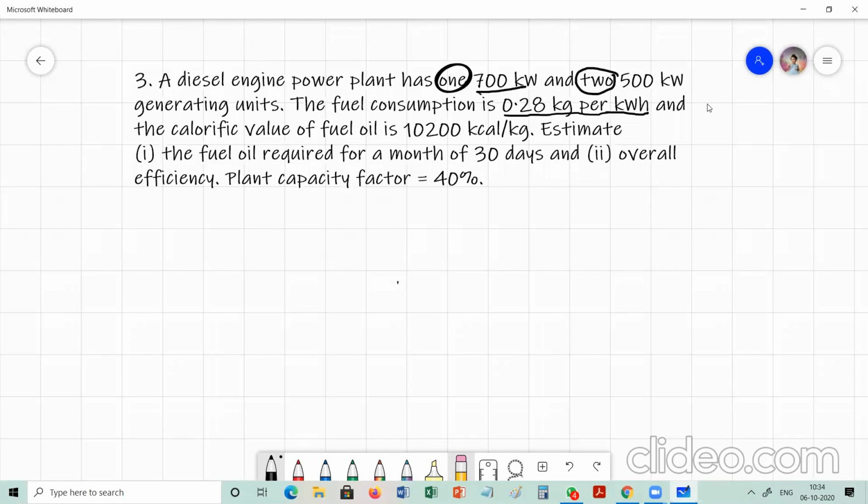And the calorific value of the fuel is 10,200 kilocalorie per kilogram. Means what? By burning 1 kilogram of fuel, 10,200 kilocalorie of heat will be generated. Estimate the fuel oil required for a month of 30 days. Second, they are asked for overall efficiency, and the plant capacity factor is 40%. So we will solve the problem.